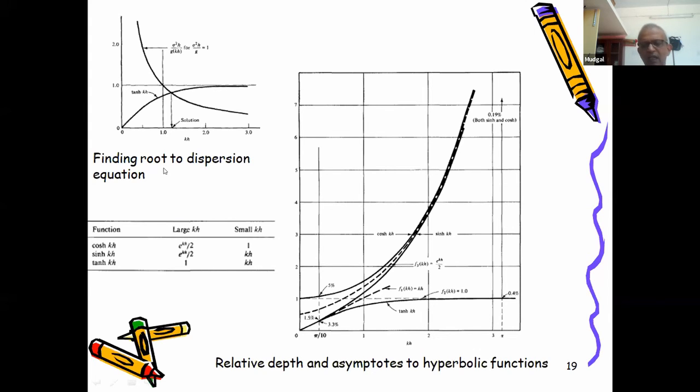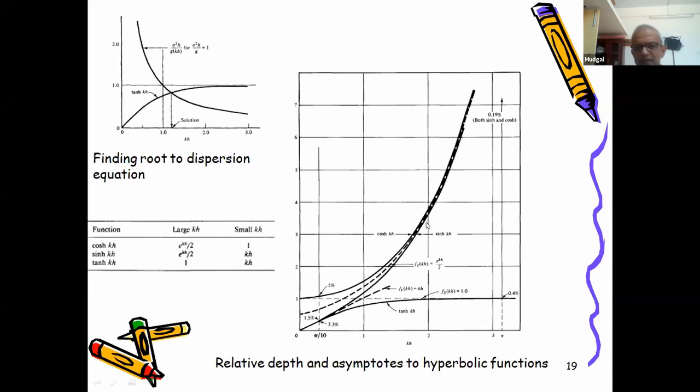And there are asymptotic values. So for the function cosh kh, for large kh, it is equal to e to the power of kh by 2, and for small kh, it tends to become 1. And for sinh kh, for large kh, again it is equal to e to the power of kh by 2. That means for large values of kh, both the sinh function and the cosh function are similar. Okay, very little difference.